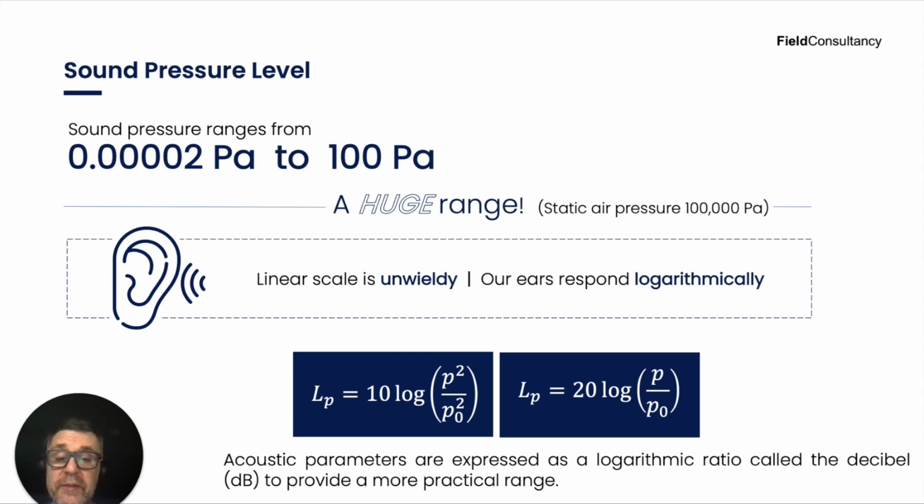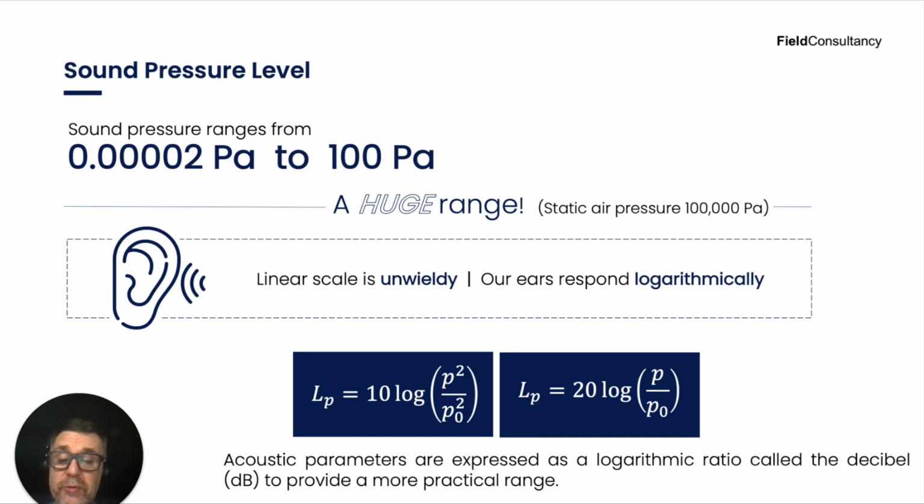Because our ears respond logarithmically to sound, which means basically we hear different sounds at different sensitivities. When you heard those tones earlier, your ears were probably more sensitive to those higher frequency sounds like the 500 hertz or the 1000 hertz tone than they were to the 63 hertz tone. So this basically means our ears respond logarithmically to sound.